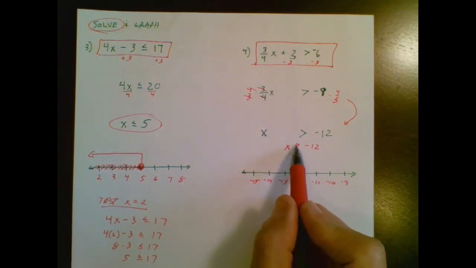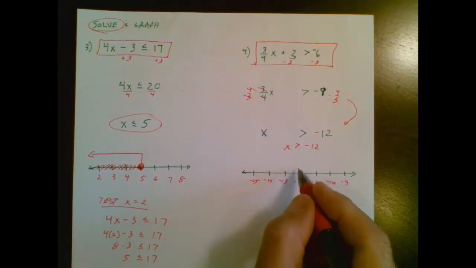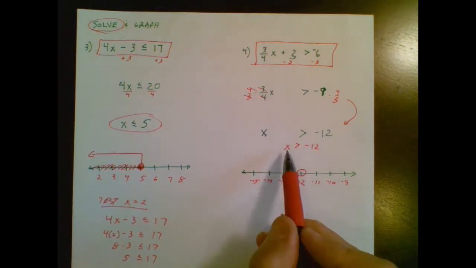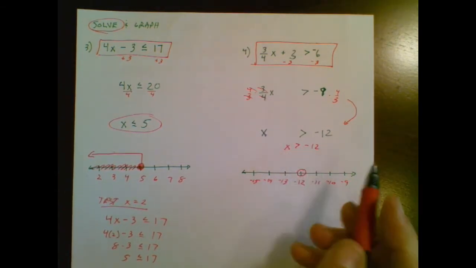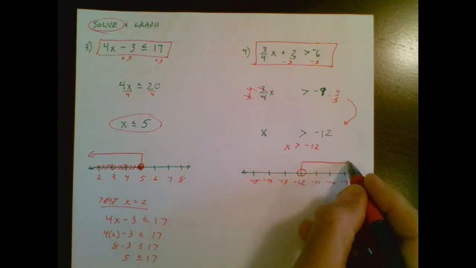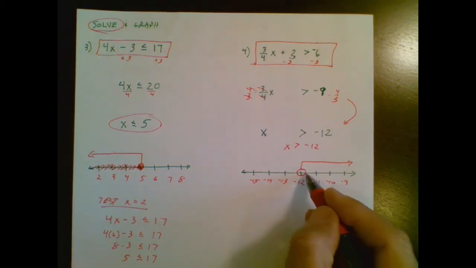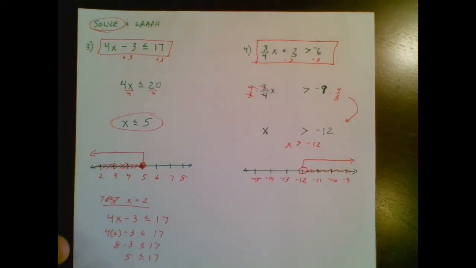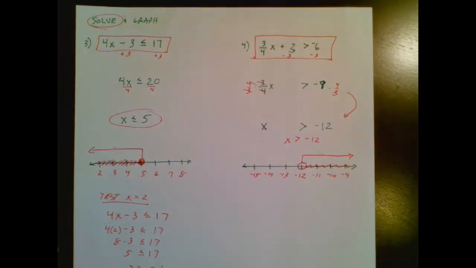Now I graph it. I look at this. This tells me I have an open circle. I'm not going to include -12. And I shade x greater than -12, anything to the right, or shade like that, whatever you prefer. And now you're done with that problem, but I'm going to do a quick check just to see if I really did get a good answer.